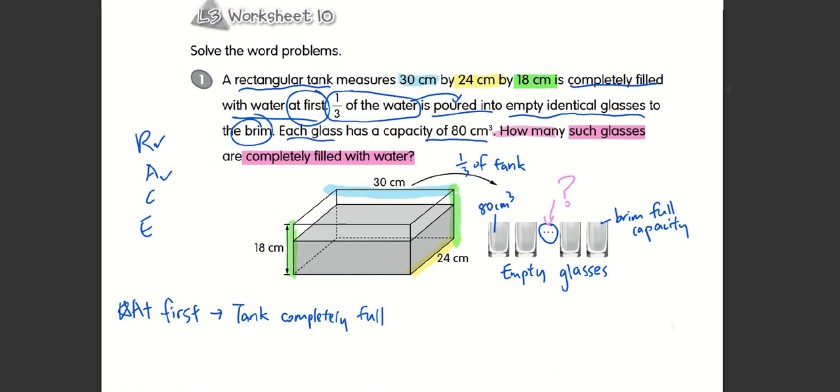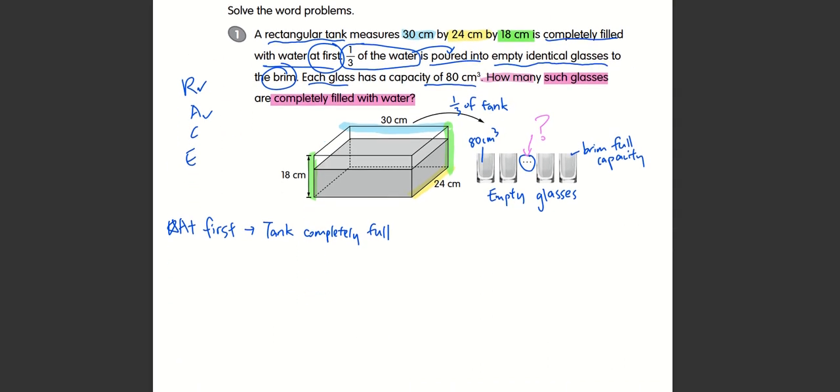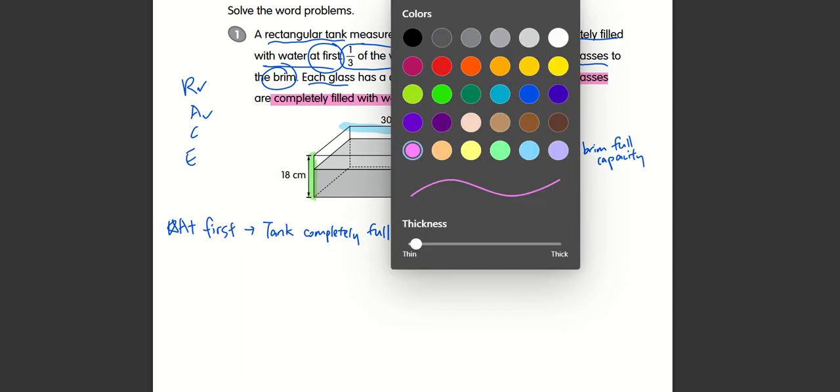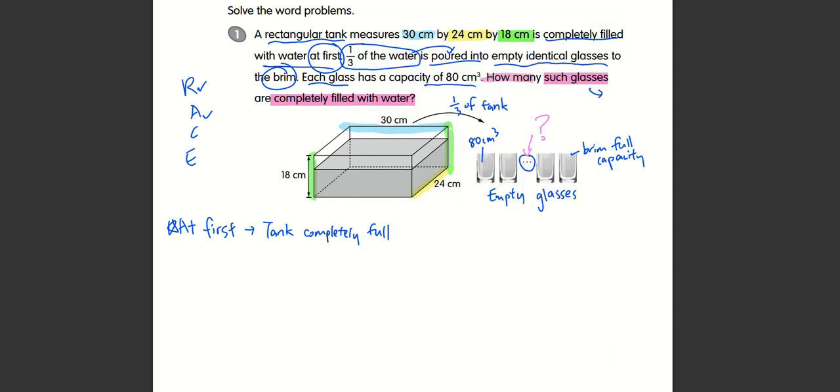So you know at first, and then there's some happening. Looking at this, I know there's a story flow, and the last bit, how many of such glasses, seems to point clearly that this is the last step. Then in fact I can just go step by step. So at first the tank is completely full. The volume of the tank when it's completely full, I can go length times breadth times height.